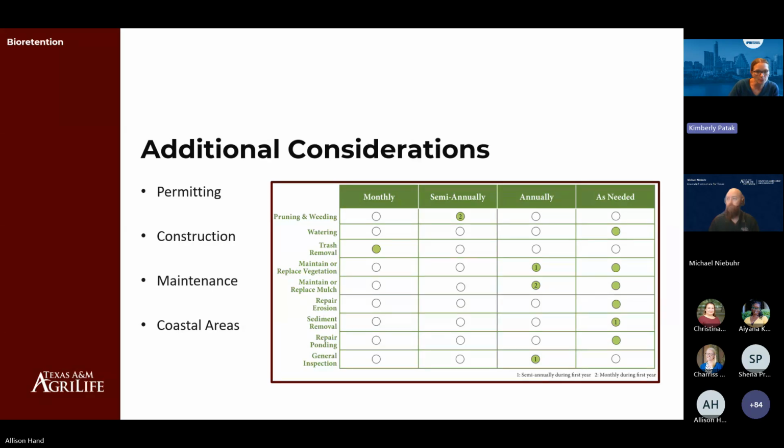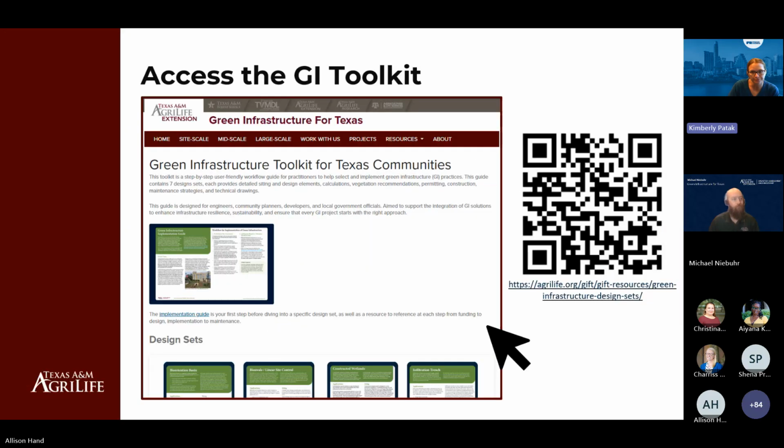And then in the end, we've also provided some considerations for coastal areas, because this was built for the Harvey-impacted areas in the Houston area. All right, with that, I'll turn it over to Michael to close things out.